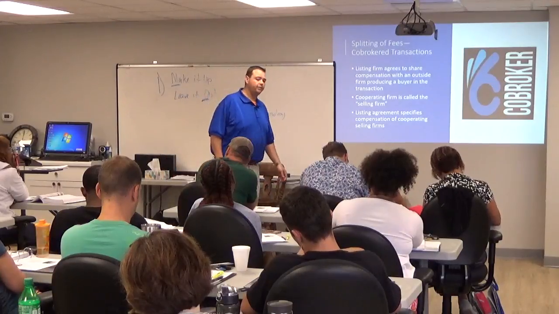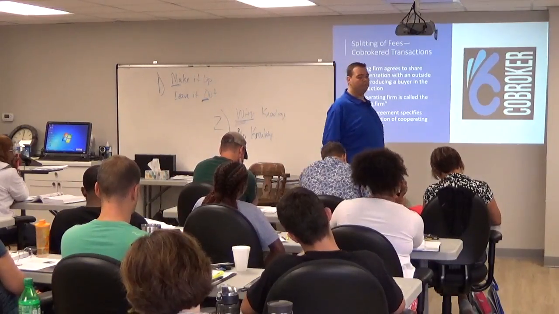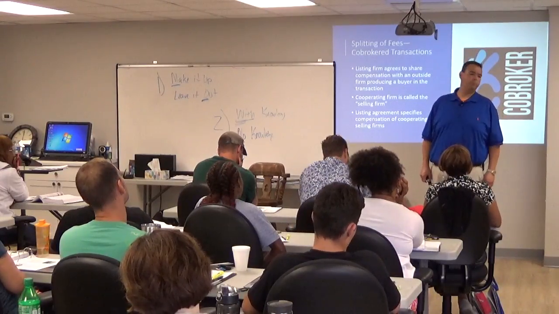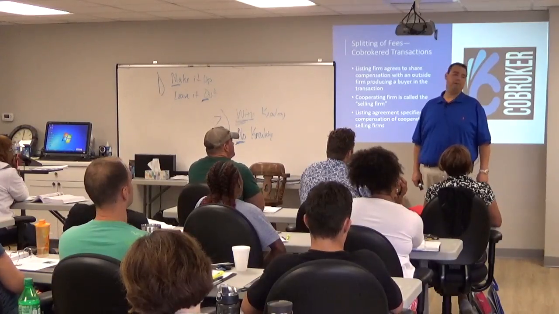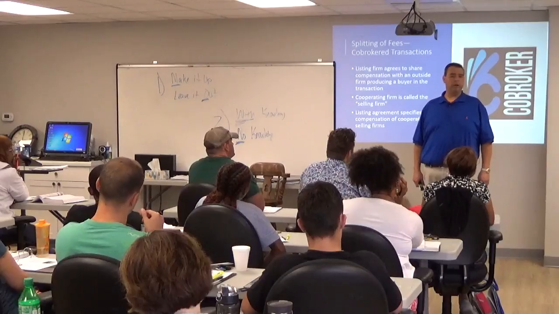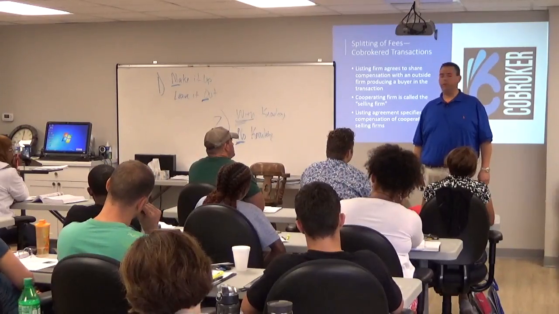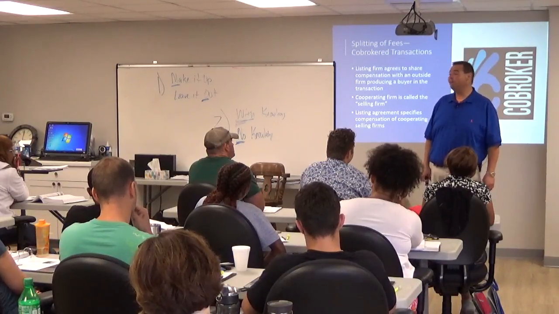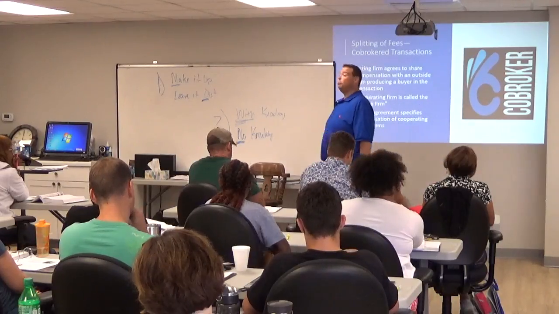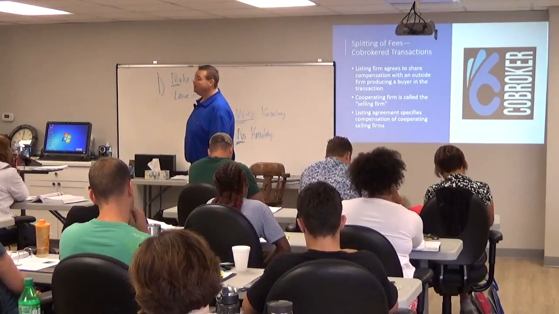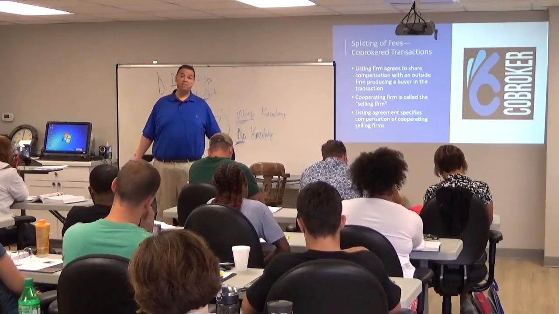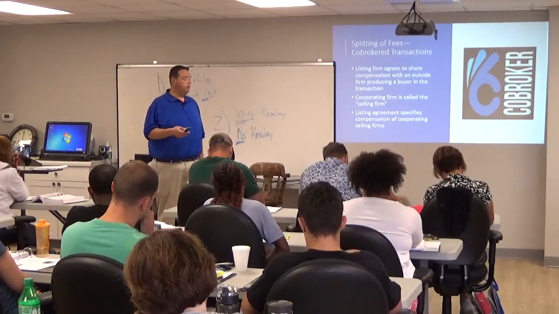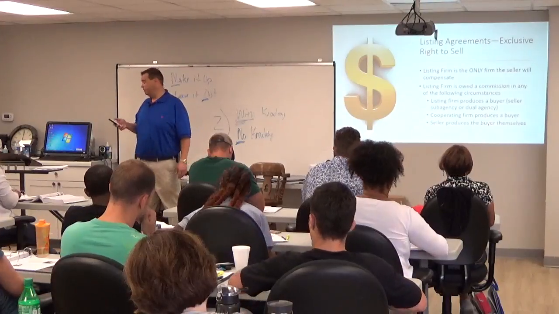On a test, sometimes they might say something like, Travis's firm is listing a property for sale and charging a 6% commission, and they've agreed to cooperate with outside firms who produce a buyer by offering them 2.5% of the sales price. How much commission is Travis's firm going to earn? 3.5. If you're charging 6 and you're paying out what? 2.5, what's left over? 3.5. That's all there is to it. Does that make sense for everybody? Okay, good. So let's take a break right there. We'll come back. We're going to talk about the different types of listing agreements.